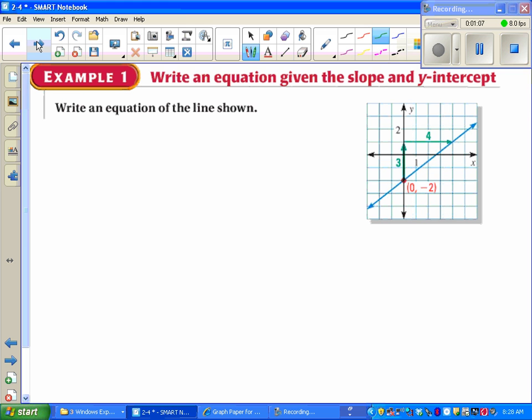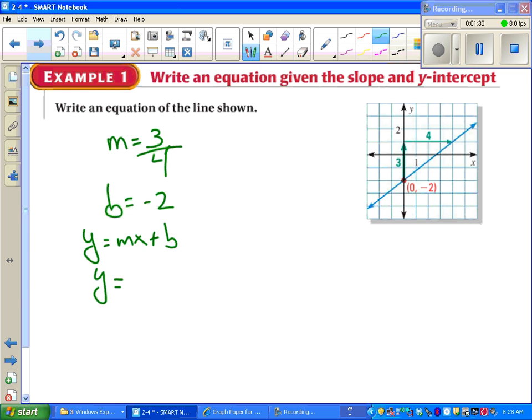So looking at this first example, it says write an equation of the line. Looks like we have a slope. It's given to us pretty much. We can see looking at the picture there, our rise is 3 and our run is 4. We also have the y-intercept. That's where the graph touches the y-axis, -2. Looks like the winner this time is y equals mx plus b. m is 3/4. b is -2. Done.